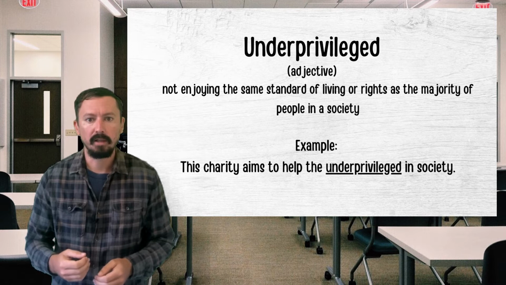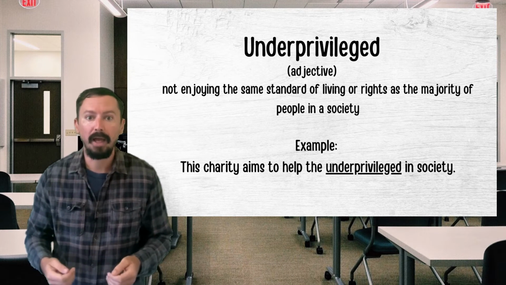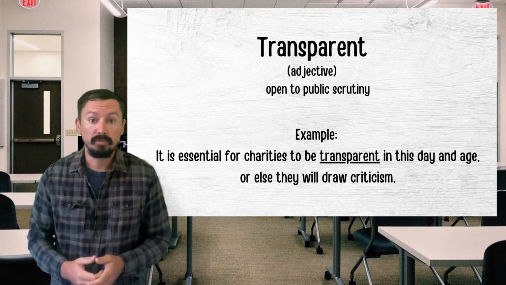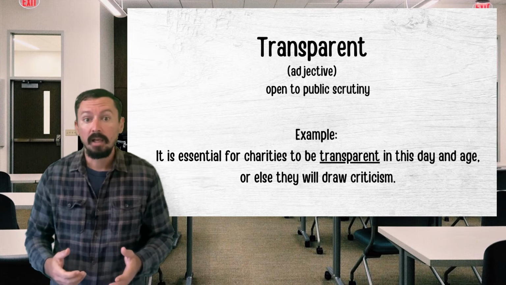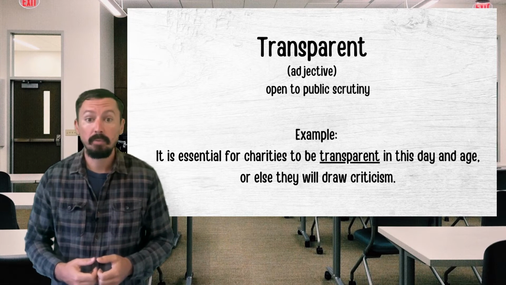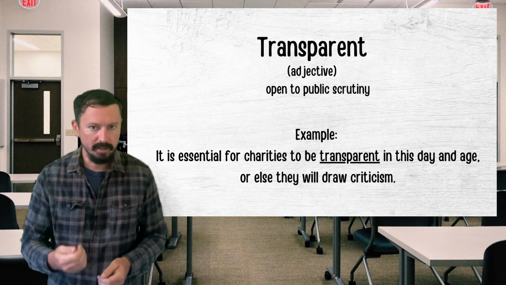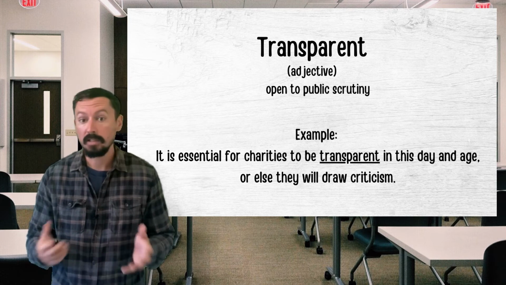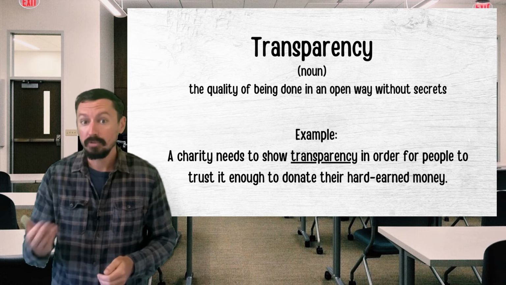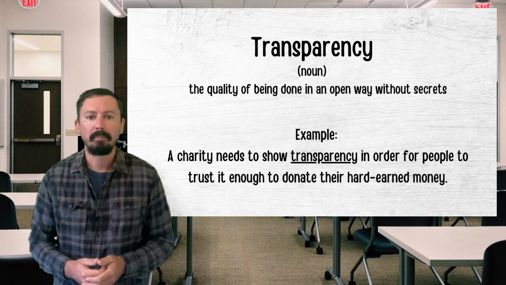Underprivileged is another word that could arise when talking about charity, because often we're talking about helping people who've had difficult lives. And transparent is useful because this is an issue that comes into play when we're talking about non-profit organizations. The people who give to charities must ask themselves first whether they can trust that organization, and this is what transparency is all about. Again, it's worth knowing both transparent, the adjective, and transparency, the noun.